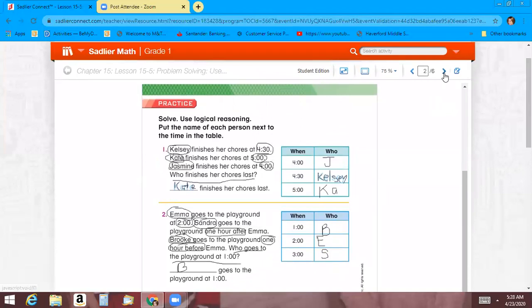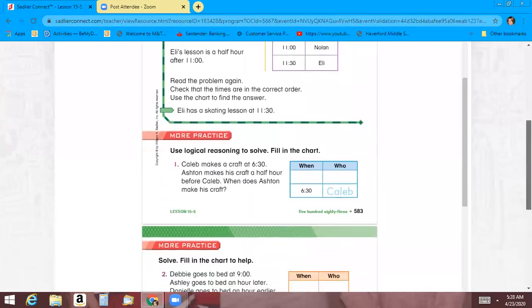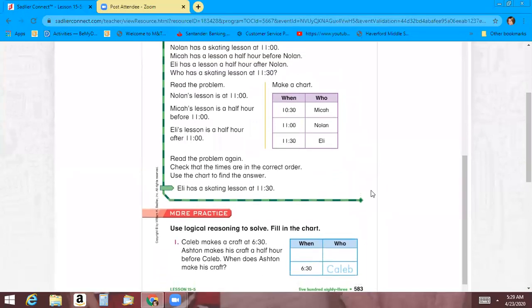So let's look at the next page together. So if we are on page 583, they review again our problem with Nolan, Micah, and Eli, reminding us that Nolan had a skating lesson at 11 o'clock. Micah had a lesson a half hour before, which was at 10:30, and Eli had a lesson a half hour after Nolan, which was 11:30. And then we were able to answer the question: who has a skating lesson at 11:30? Eli has a skating lesson at 11:30.